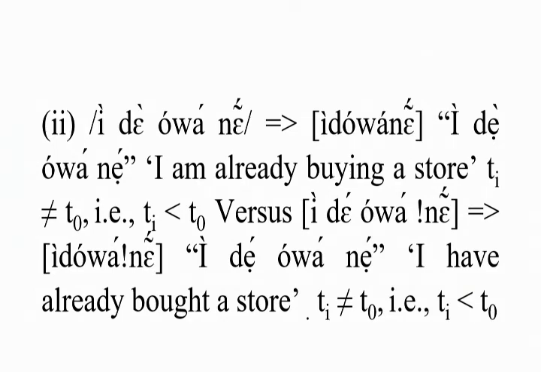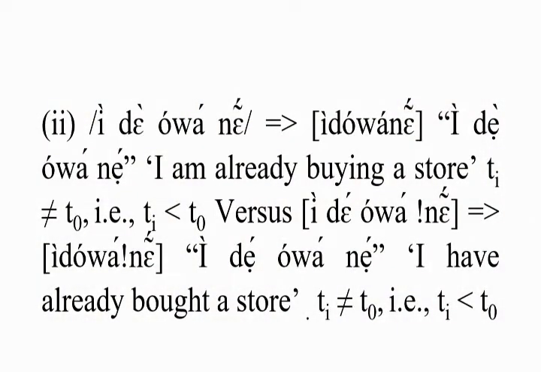So you will see there idowane, and then idowane. You can see the last high tone on the verb is a step lower than the previous high. That is why you feel that difference between idowane and idowane. When you look at the base form, you will see the tones on each of the vowels.